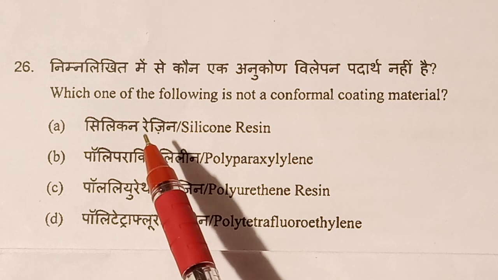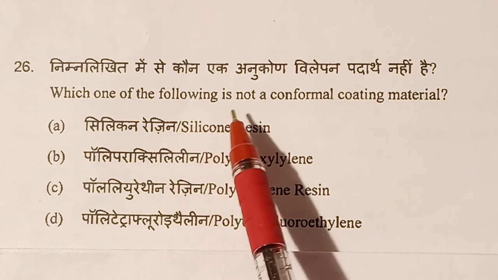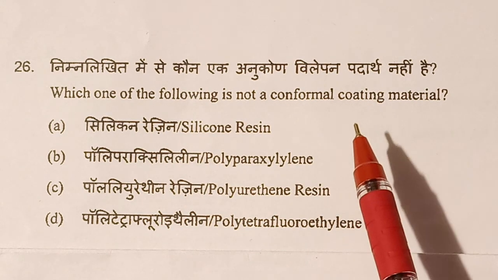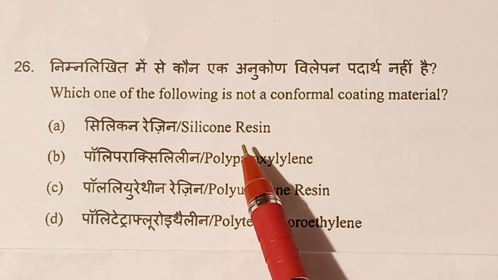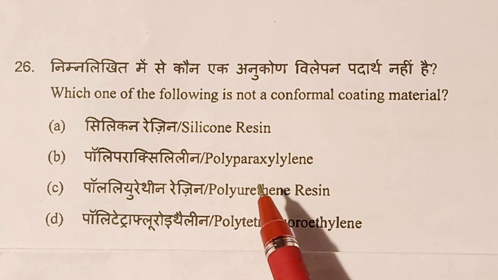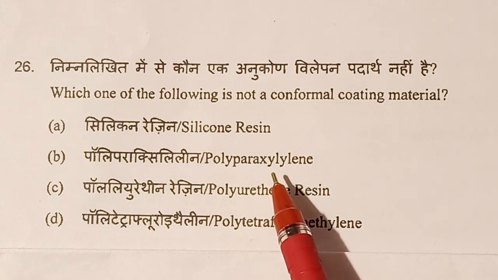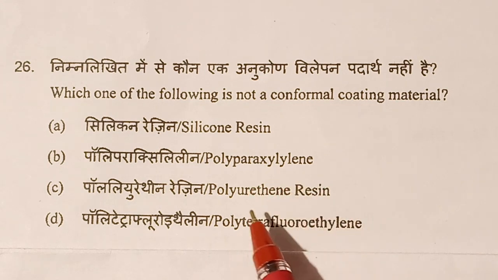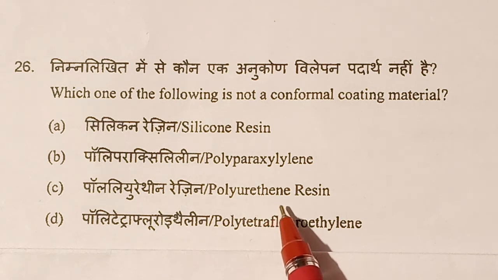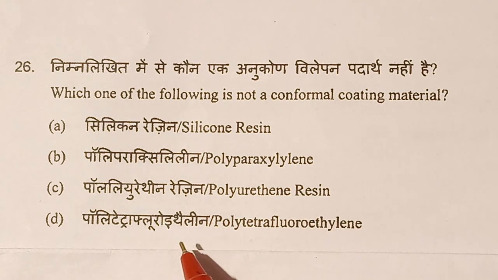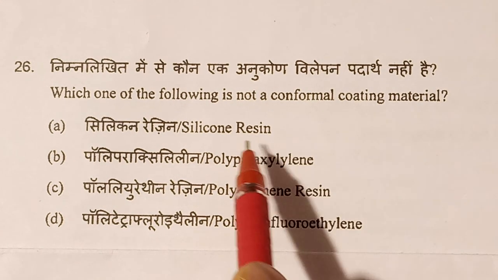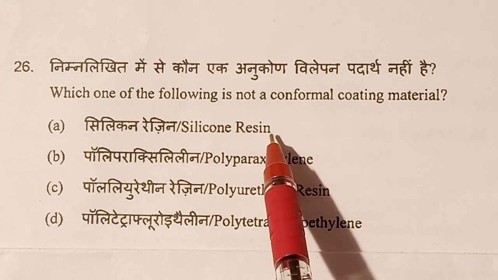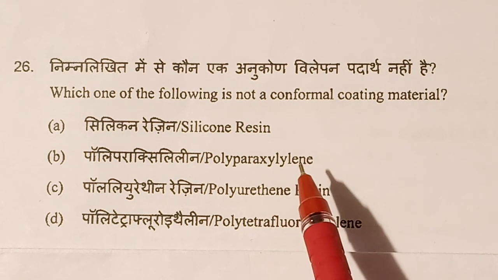Which one of the following is not a conformal coating material? Option A, silicon resin. Option B, polyparaxylene. Option C, polyurethane resin. Option D, polytetrafluoroethylene. So if we see the four options, the silicon resin is a conformal coating material.